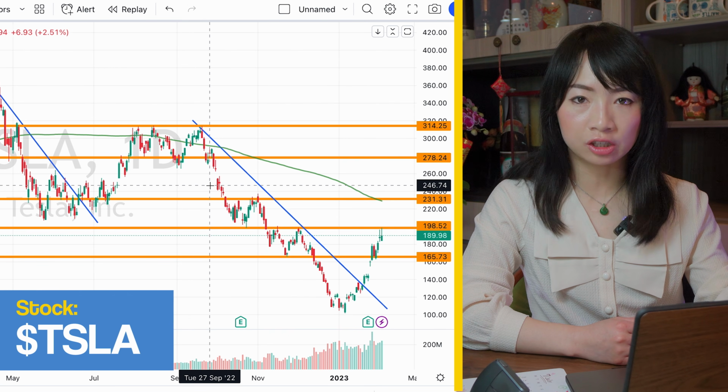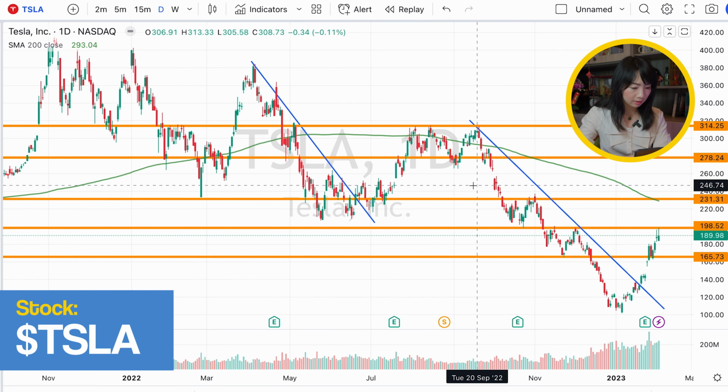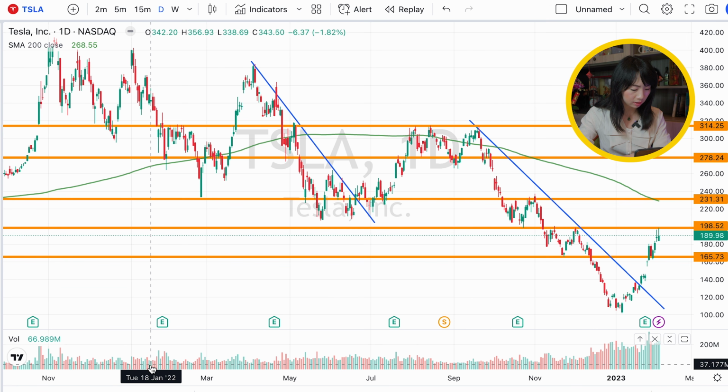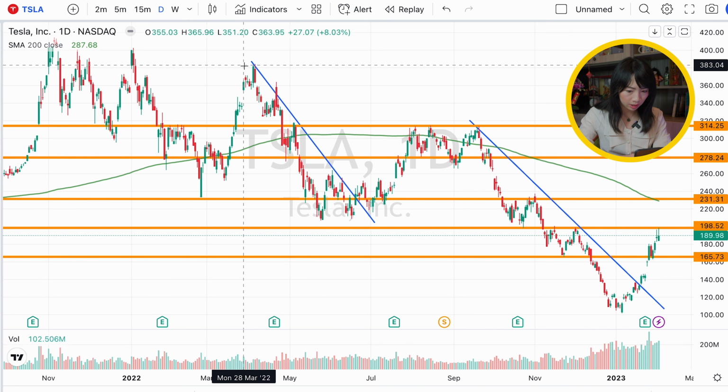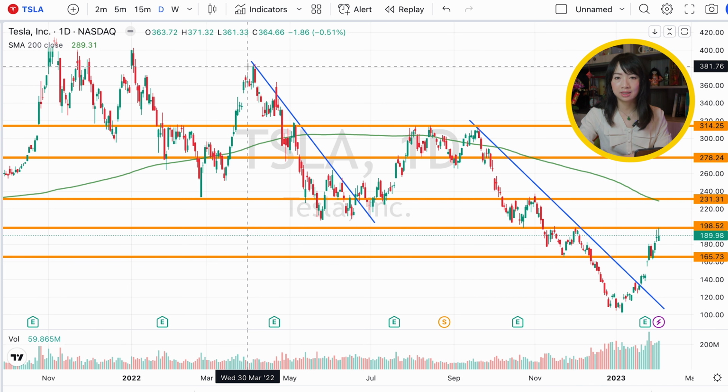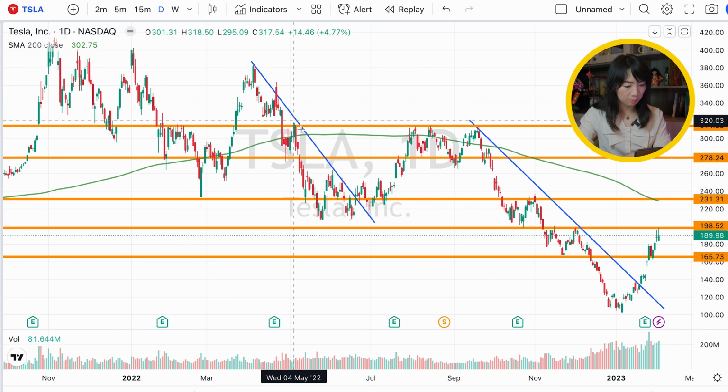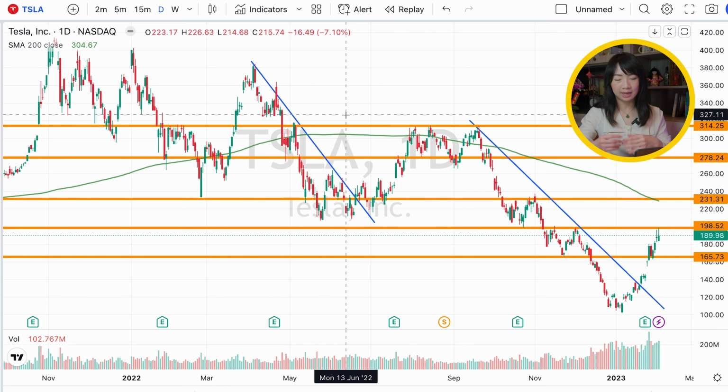Now going back to Tesla stock on the daily chart, you can see that this stock had pretty much been downtrending since 2022. It made a high for that year around 380, and since then it's been selling off. You can see the blue line on some of the more extreme downtrends I've identified.